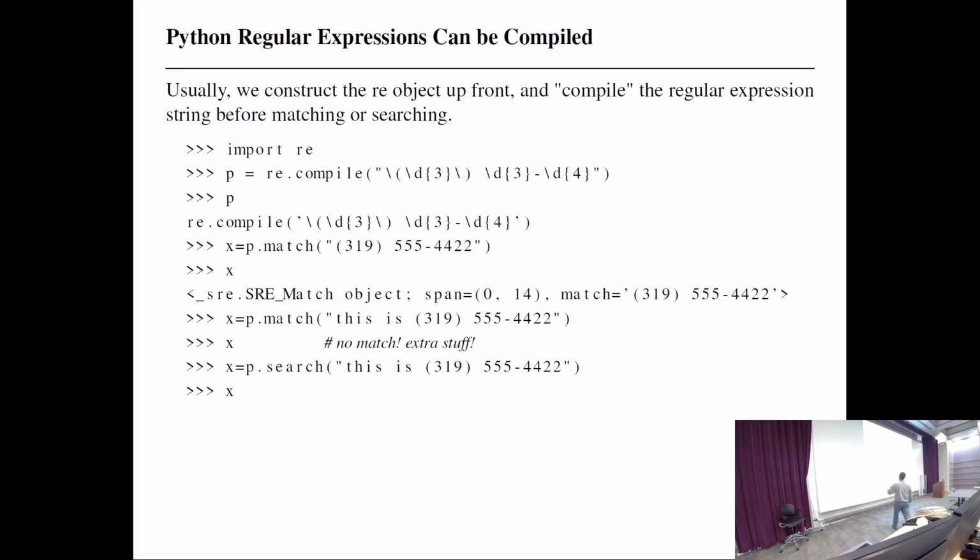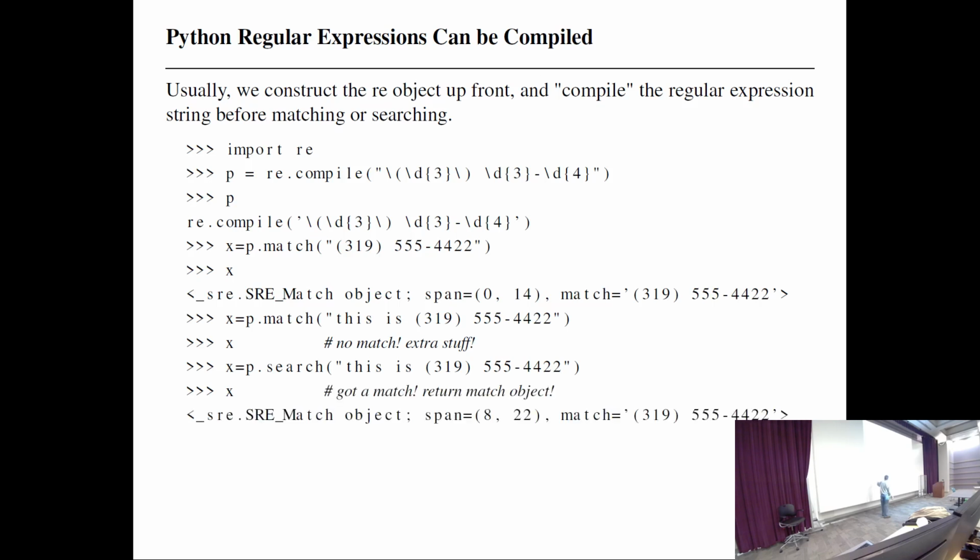On the other hand, if I were to use the search method on this compiled expression with the same target string, starting at this, it will actually match, and will return the match object starting in character 8 through 22 and the match string that it found. All right?